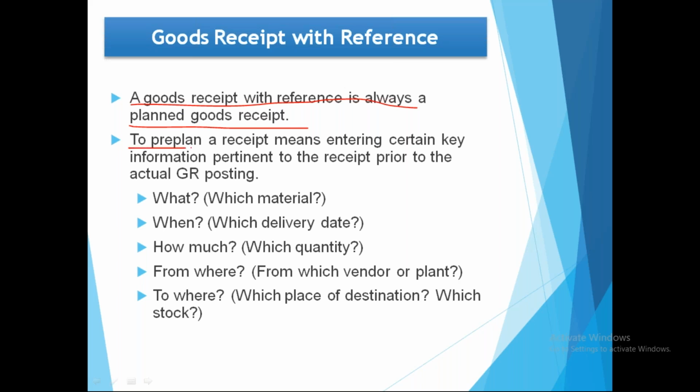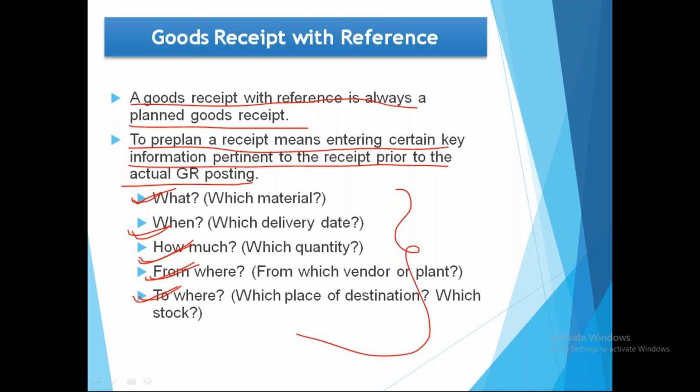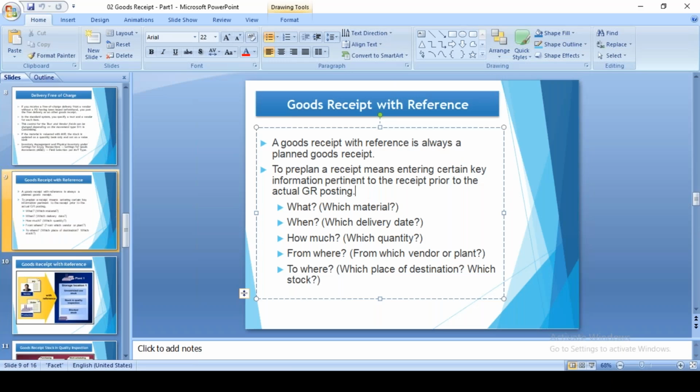To pre-plan a receipt means entering certain key information pertinent to the receipt prior to the actual GR posting. So already you will have a reference document like a purchase order: what material you are going to purchase, what is the delivery date, what is the quantity, from where, which vendor, and to where, what is the plant and the storage location. All this information will already be available in your reference document. That reference document can be a production order or a purchase order. So now let's do that.